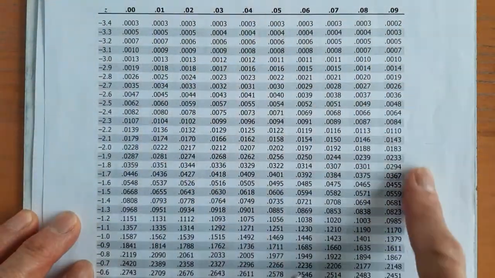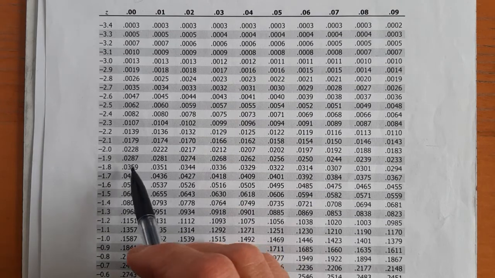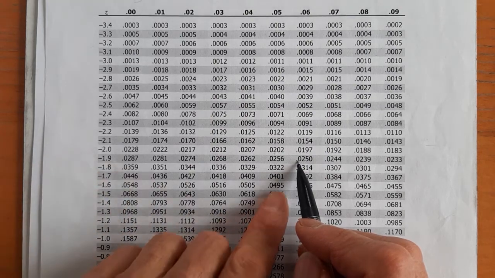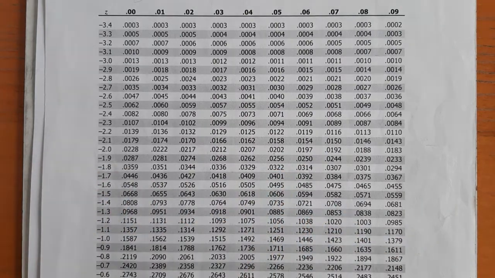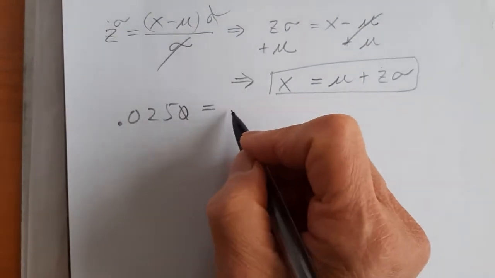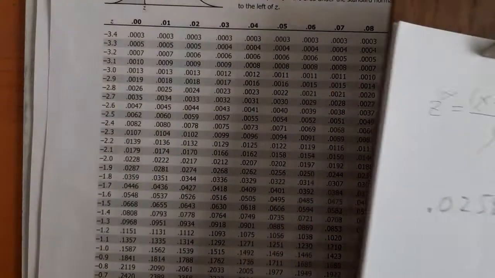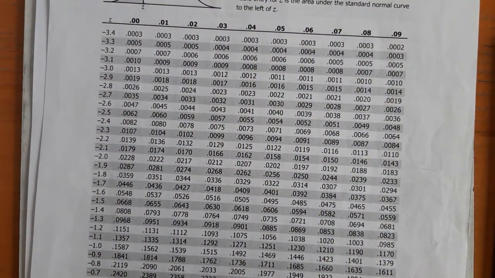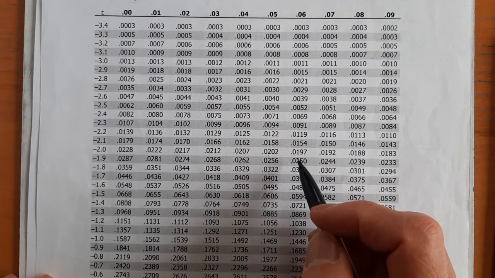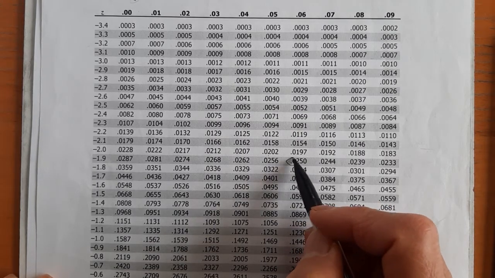This body is about probability. 0.025 is about here. 0.0250 is equal to 0.025, with or without the trailing 0. They are equal. So you look at this value, 0.025.